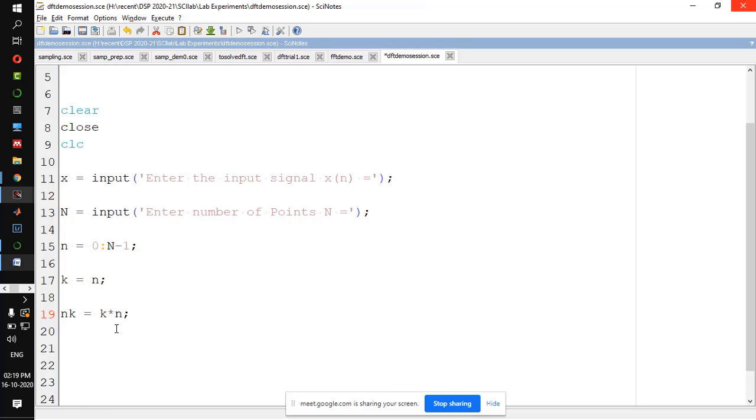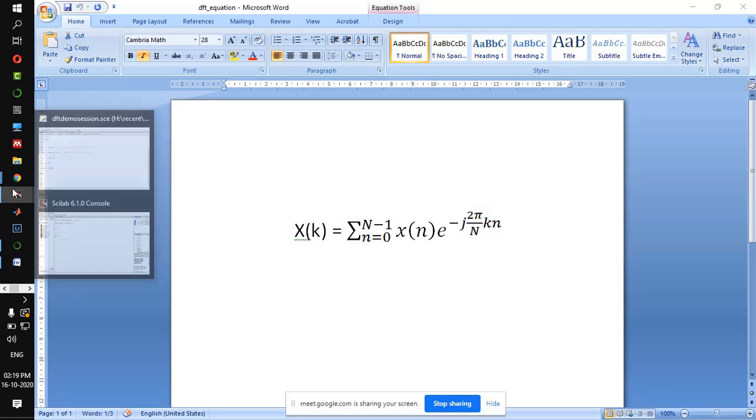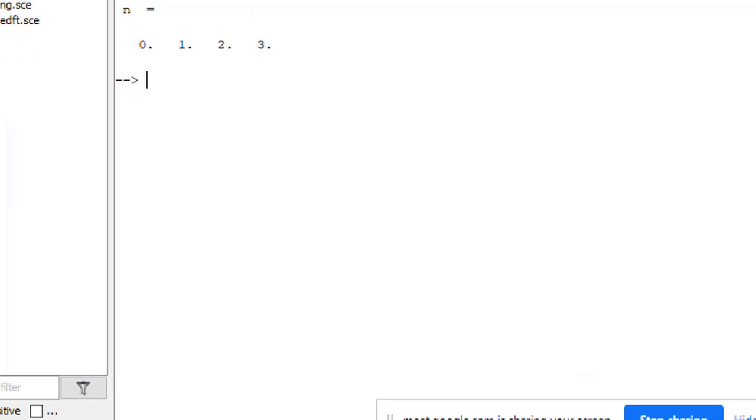So is this valid, what I did? What are we expecting in this kn line? Let me try to convince you with the console window. What do I have in k? K is varying from 0, 1, 2, 3 and n is also varying from 0, 1, 2, 3. When you are taking kn, just take care that you get a matrix, not a constant.